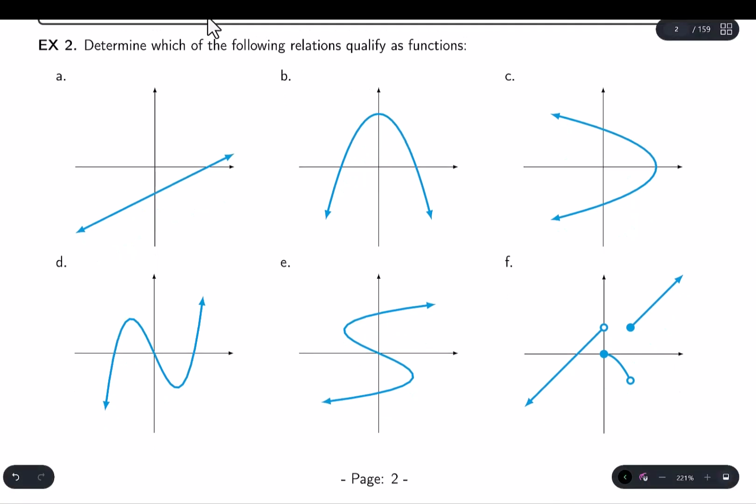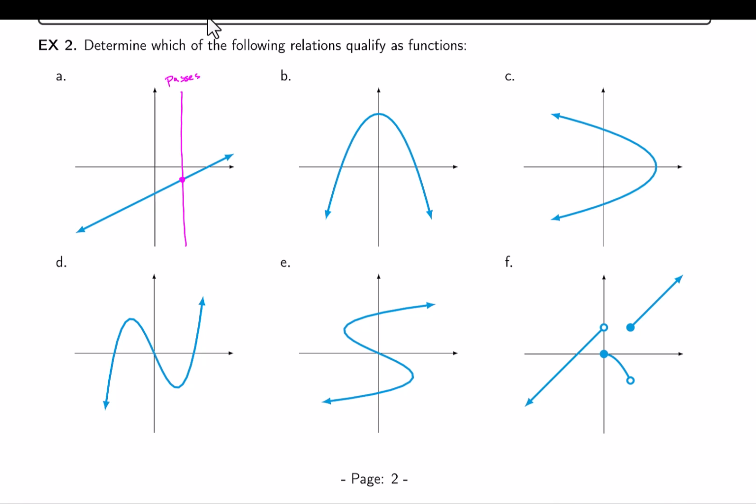So if I wanted to check the vertical line test for A, I just need to draw a vertical line so that it intersects the curve. I'm using the term curve lightly here because a curve could be a straight line in terms of mathematics. If it intersects the curve at more than one point, then it fails the vertical line test. But this one only intersects at 1, no matter where I draw that vertical line. So it passes the vertical line test. Therefore, it's a function.